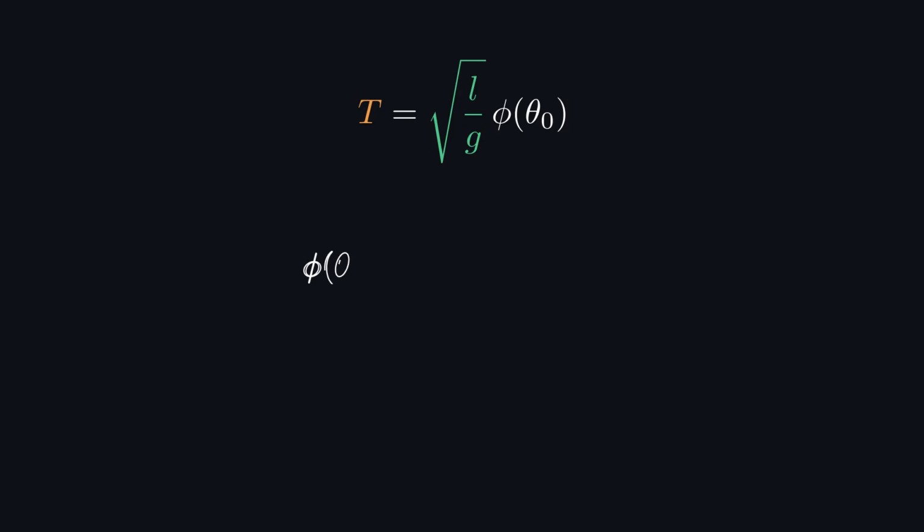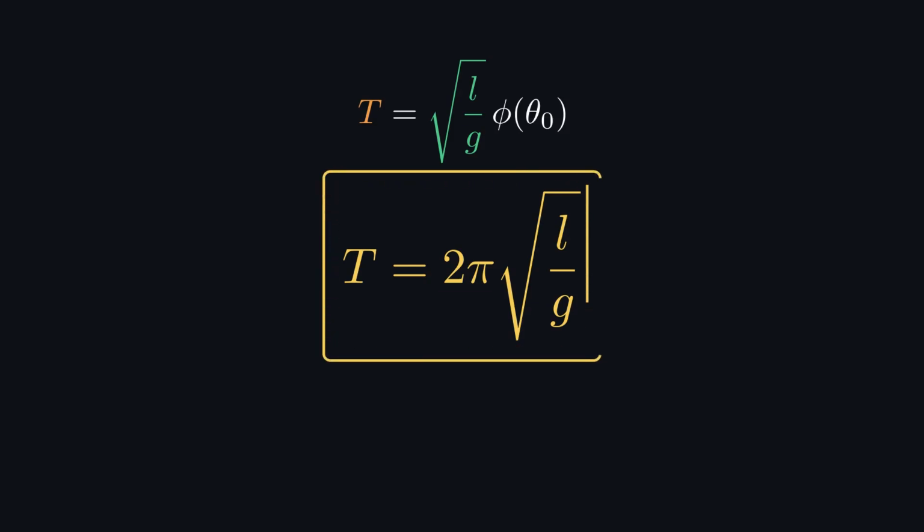For small swings, we can pin that function down. The period is an even function of the angle, swing left or right, same time, so its odd terms vanish. Expand it, and for a tiny angle it flattens to a constant a. And the exact answer from the full physics is a equals 2 pi. So the period is 2 pi times the square root of length over gravity.